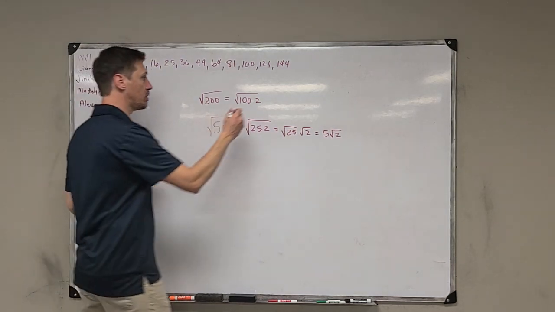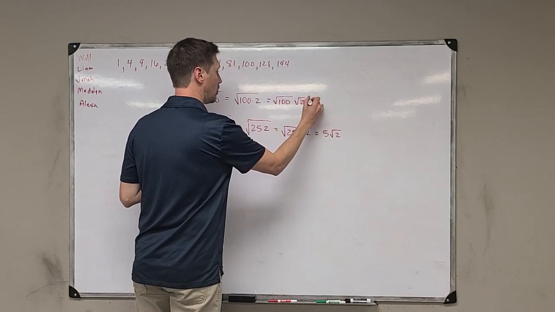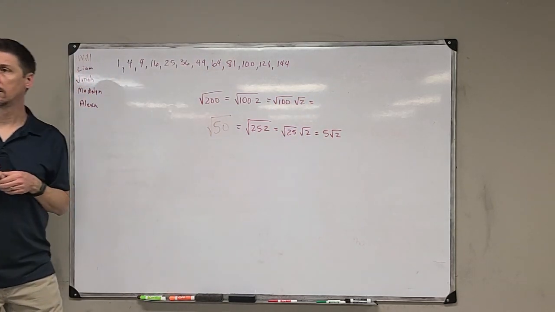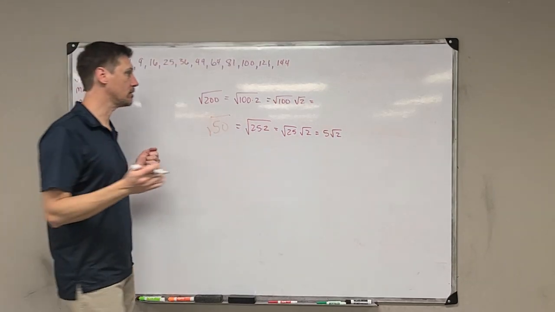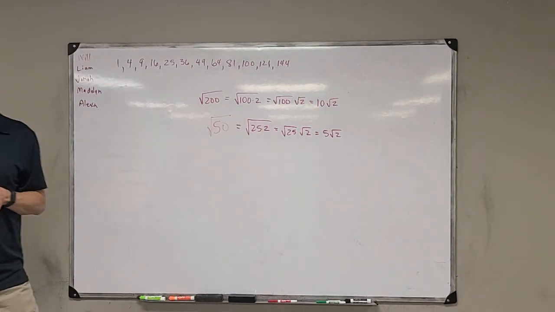So that means I can split this up into the square root of 100 times the square root of 2. What is the square root of 100? It's 10, because 10 times 10, right? So 10 square root of 2. Make sense?